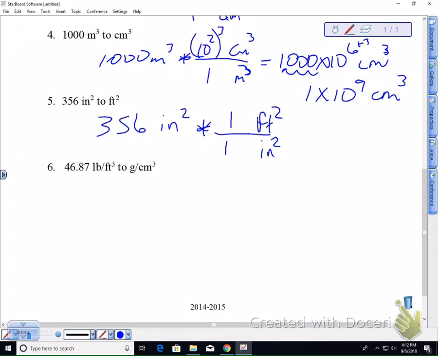In 1 foot, there are 12 inches. And now here again, extra dimensional, so it's different. We need to do the same thing to the numbers. So 1 squared, 12 squared. Square the numbers to match the units. So for this problem, we're actually going to be dividing 356 by 144. So get the calculator out, do that, and you get 2.47 square feet.